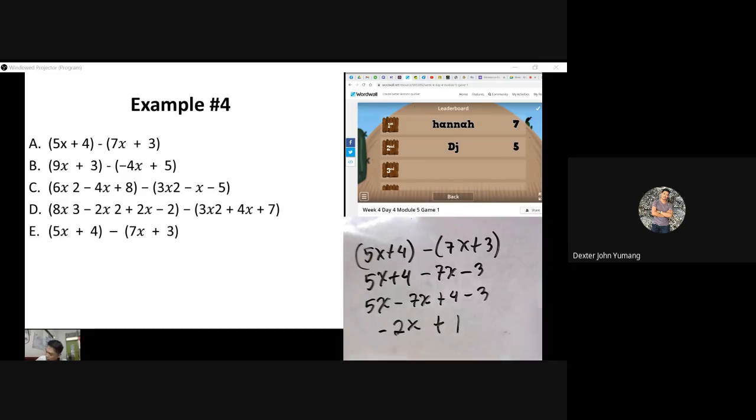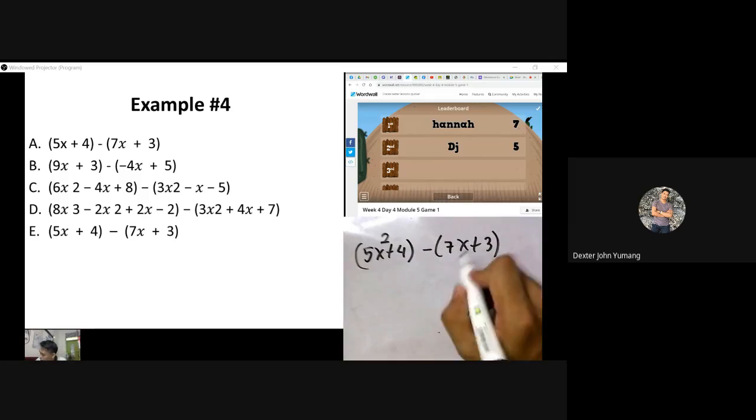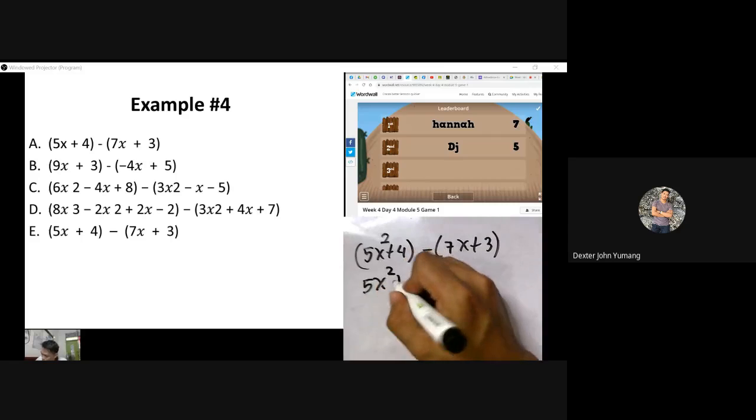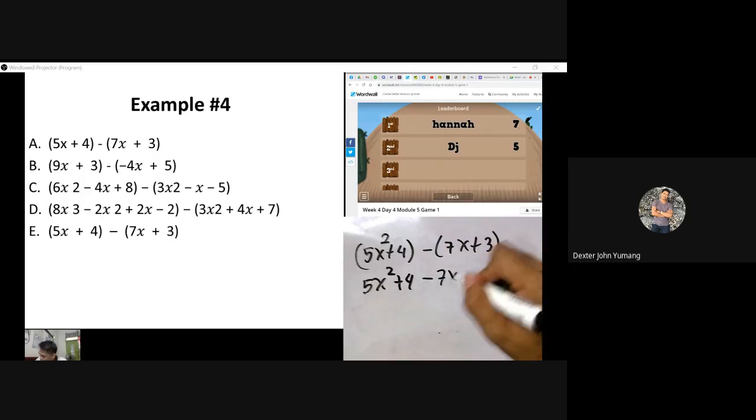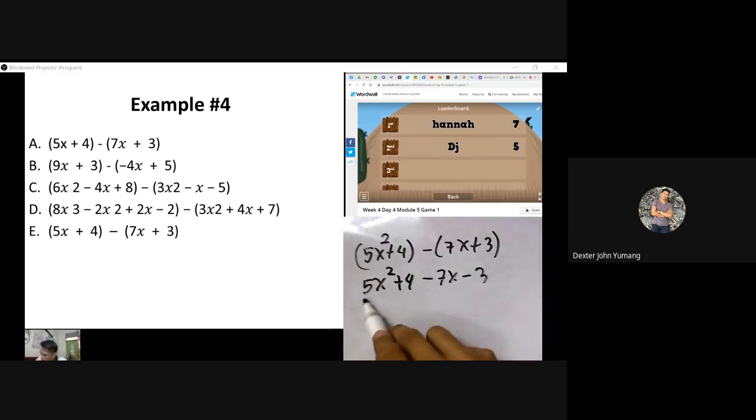Okay, what if ganito po mangyari? Tulad nito, hindi ko naburahin na 5x squared, tapos dito 7x lang. So ano pong mangyayari? Tingnan natin. So isulat natin si 5x squared plus 4. Ito siya magiging opposite, negative 7x minus 3. So may partner ba si 5x squared? Meron ba? Meron po. Ano pong partner niya? Si 7x. Hindi niya po yan partner. Bakit po? Kasi meron po siyang square dito. Si 7x po wala. So hindi siya partner. So i-bring down mo lang siya, si 5x squared. Tapos si negative 7x, i-bring down mo lang din.